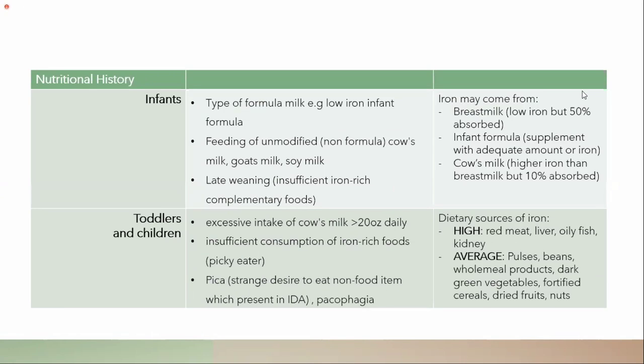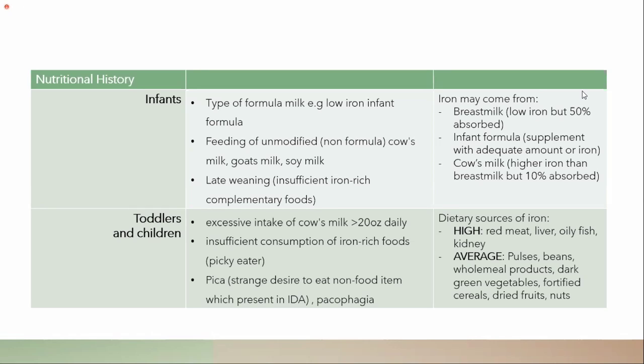So this is the important part, the nutritional history. Because the commonest cause of anemia in childhood is iron deficiency. So for infants, we want to know the type of formula milk, and then we have to ask whether the child is currently on cow's milk, which is non-formula milk, like cow's milk, goat's milk, or soy milk, because there will be a lack of iron. And late weaning, such as when the child is after 6 months, does he or she have sufficient iron-rich complementary foods? So we have to ask the mother.